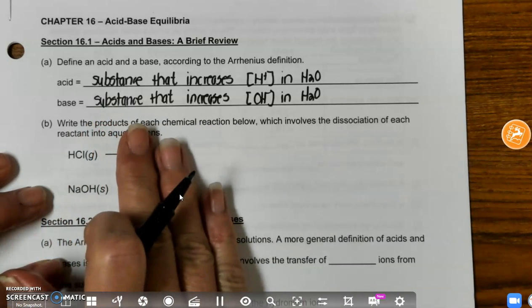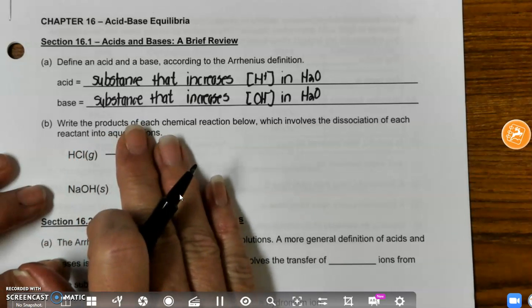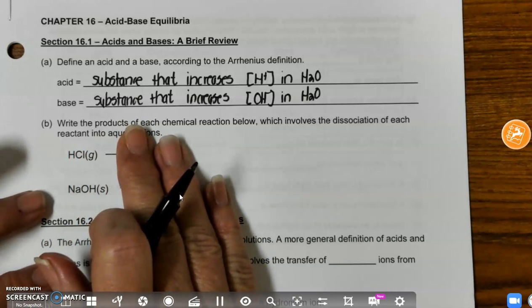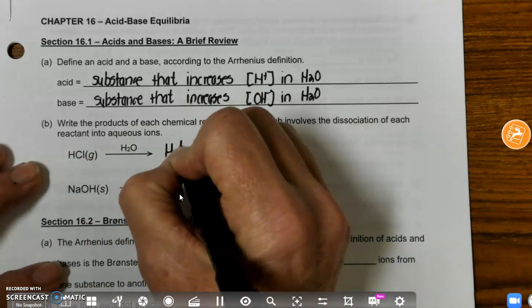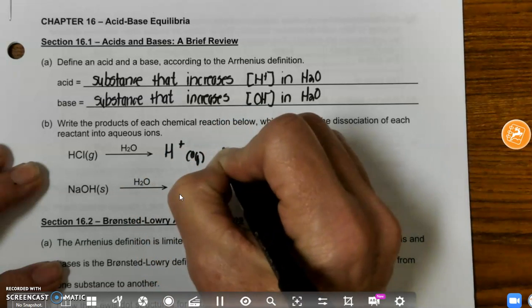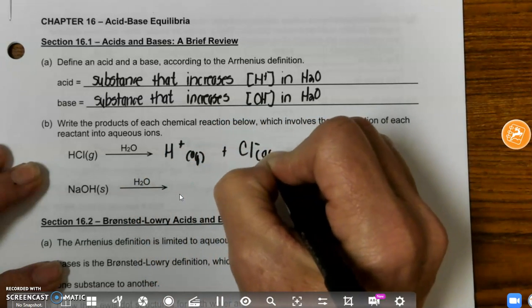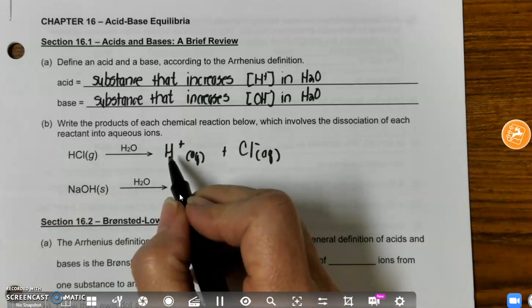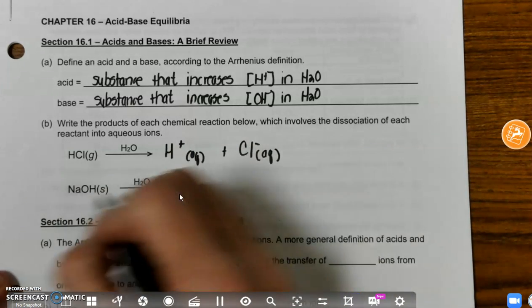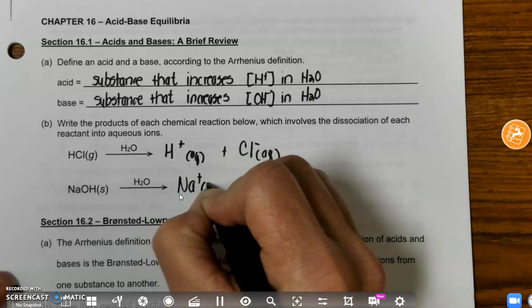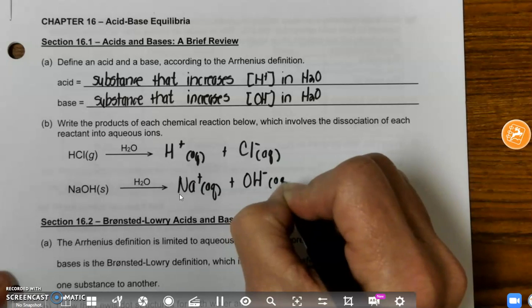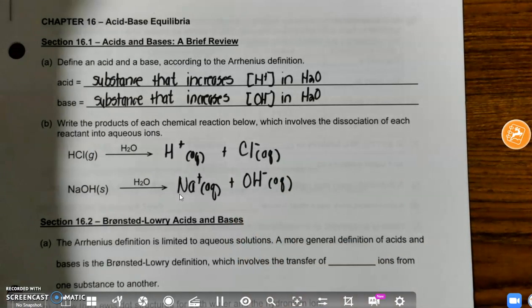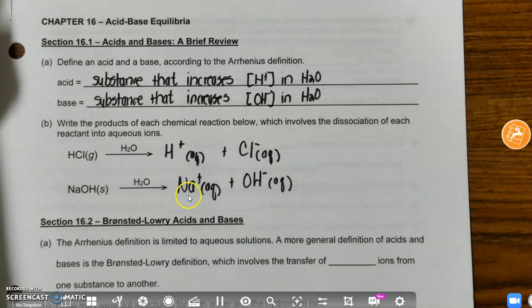So if I want to write just the reaction or the dissociation of an Arrhenius acid or Arrhenius base, they are in water, but water is not part of the chemical equation. It's just assumed to be there. And I write it with dissociating into the cation and the anion. For the base, my cation is sodium, and my anion is hydroxide. So that is the end of 16.1.